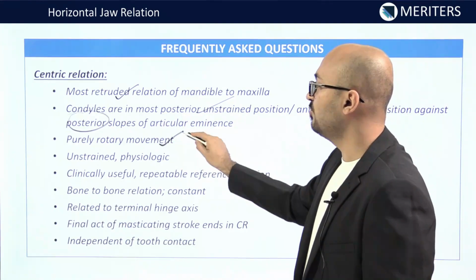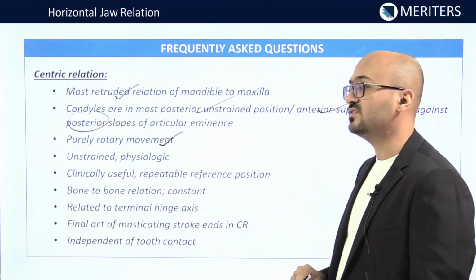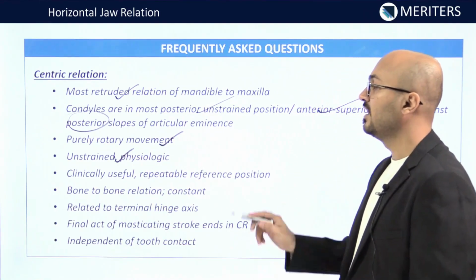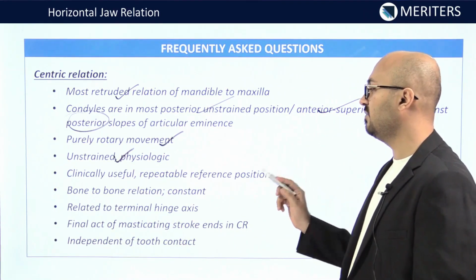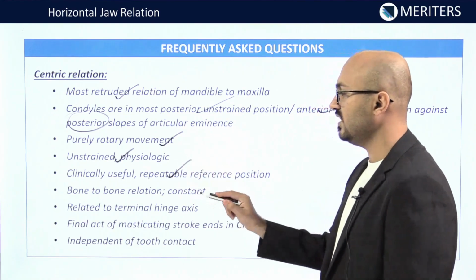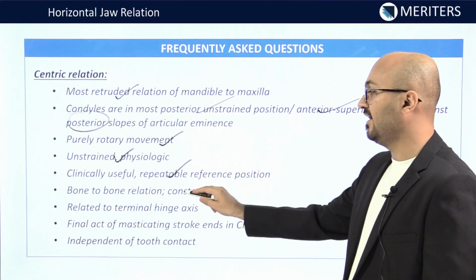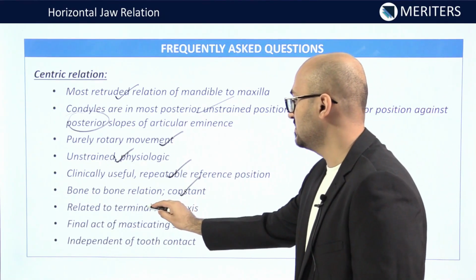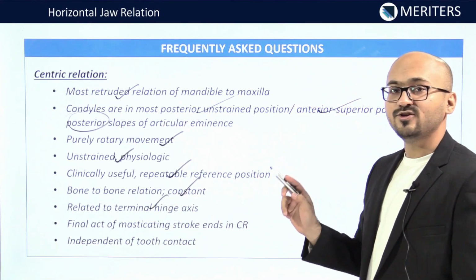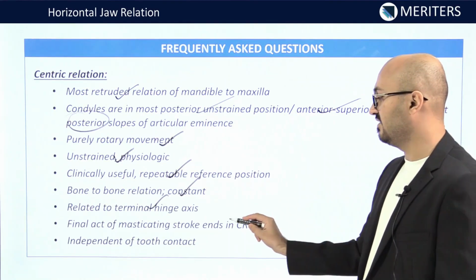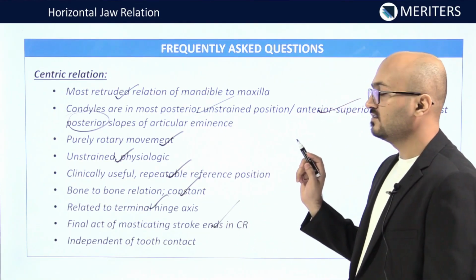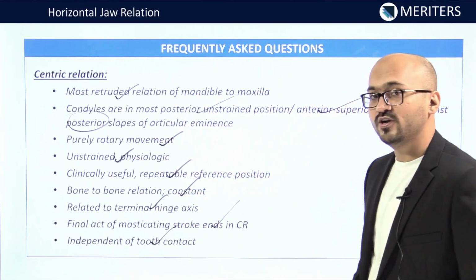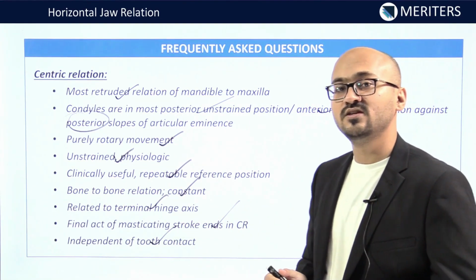Then pure rotary movement occurs along the hinge axis for centric relation. It is an unstrained physiologic position of the mandible. It is a clinically useful, repeatable reference position. It is a bone-to-bone relation and remains constant. It is related to the terminal hinge axis. The final act of the masticatory stroke ends in centric relation, and centric relation is independent of tooth contact. So these are a few important points regarding centric relation that you must remember.